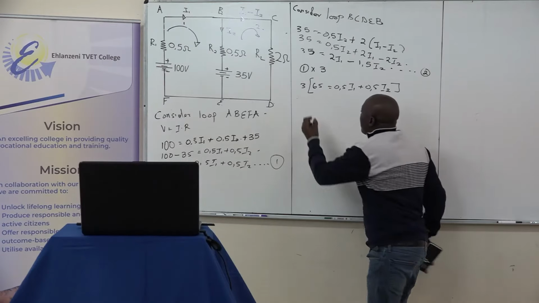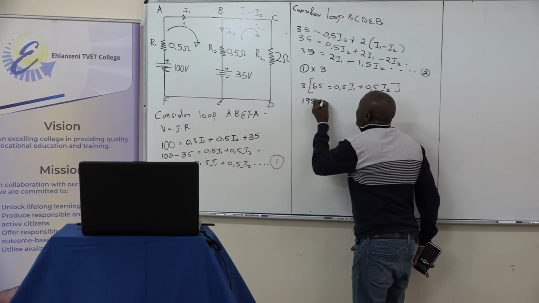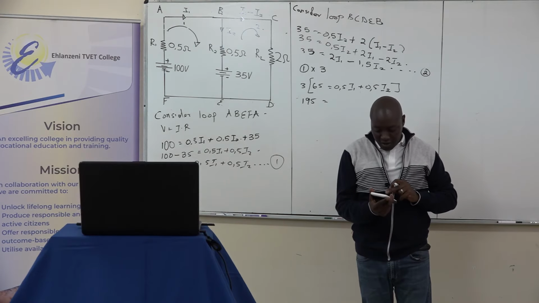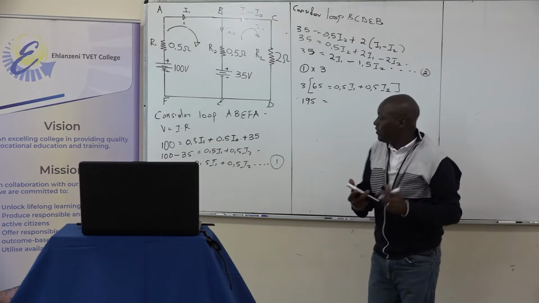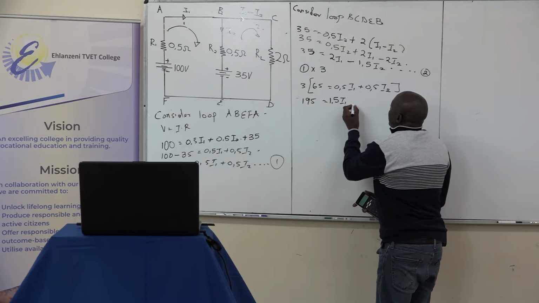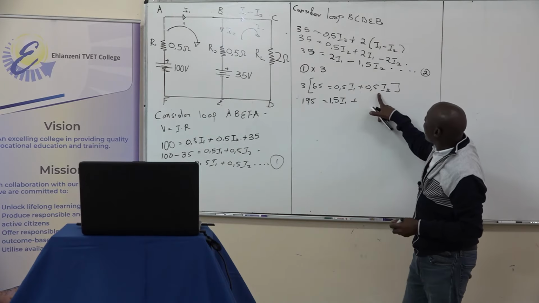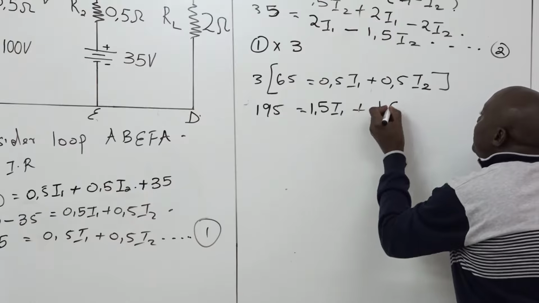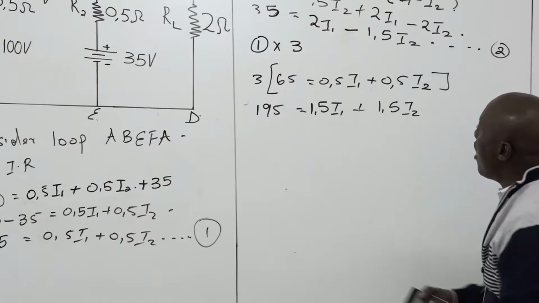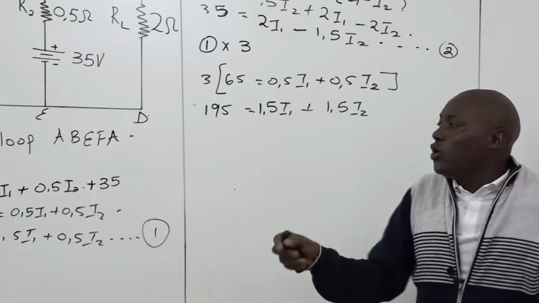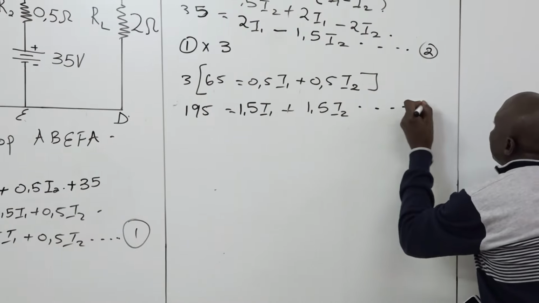I will have 195. And 3 multiplied by 0.5 gives the value of 1.5 I1, and 0.5 multiplied by 3 is still going to be 1.5 I2. Now, if you check, this is another equation. That equation is changed automatically.